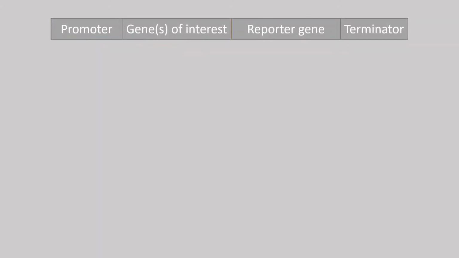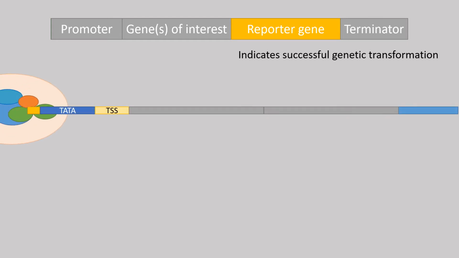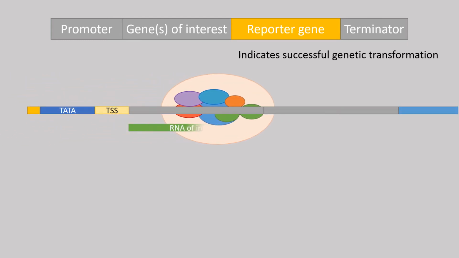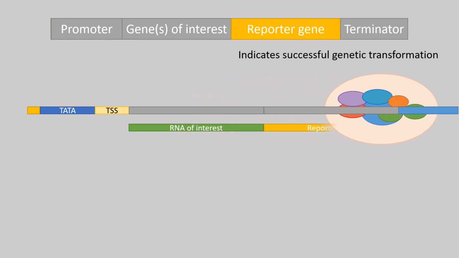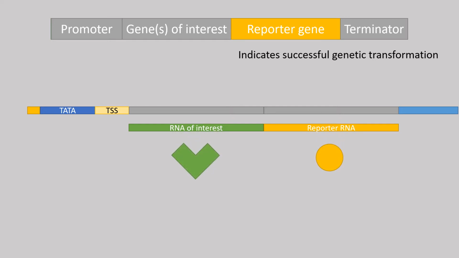Here we will see in detail the roles of the reporter gene and how it is used to screen for successfully transformed plants. The reporter gene is coding for a gene product that is easy to detect either visually or through other screening methods. If a DNA construct is successfully inserted in the plant, the RNA polymerase will transcribe not only the RNA of the gene of interest, but also the RNA of the reporter gene. Both RNAs are then going to be translated into their corresponding products.